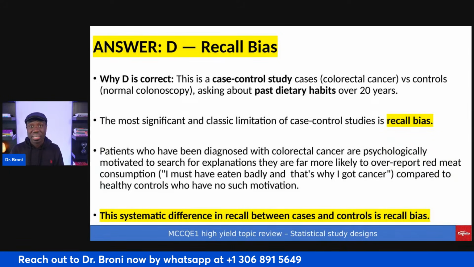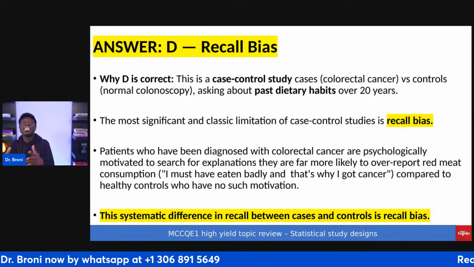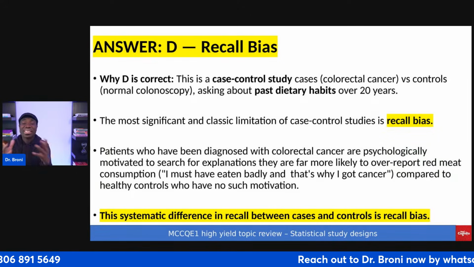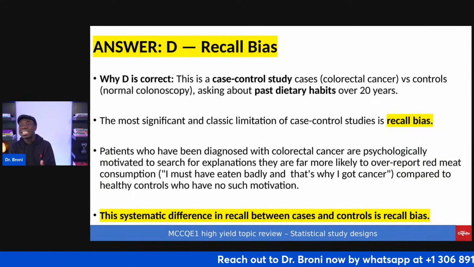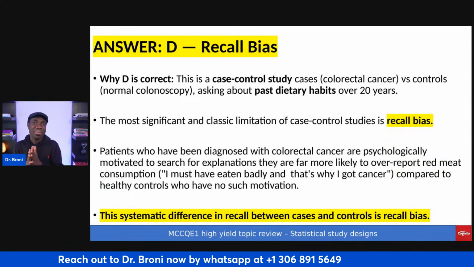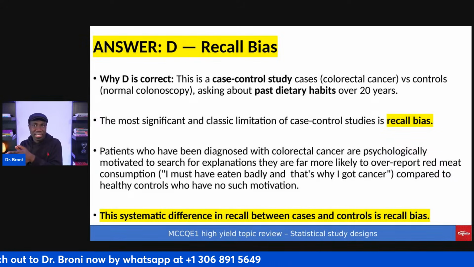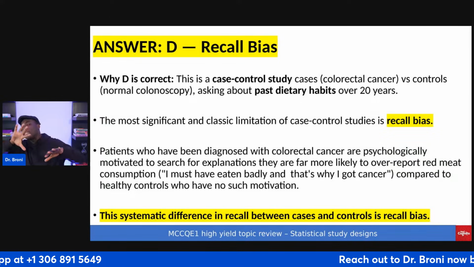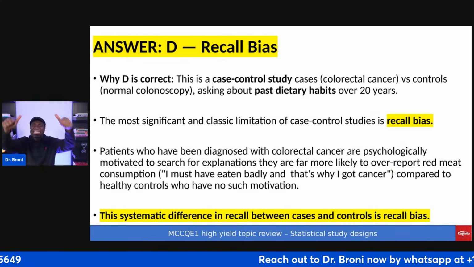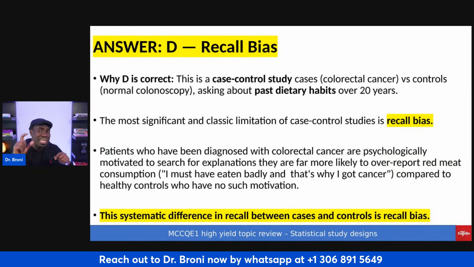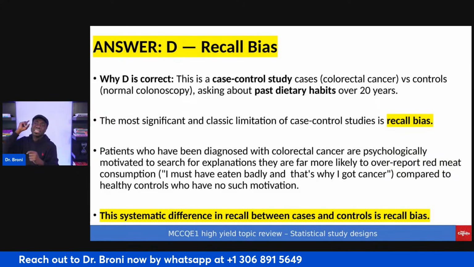Doctors, statistical study designs is not difficult. MedCognito makes things simple. You must be able to ace it in your board exam. So this is a case control study, okay? Colorectal cancer versus controls, those who did not have colorectal cancer. And you're asking them about their past. The most significant and classic limitation of case control study is recall bias.